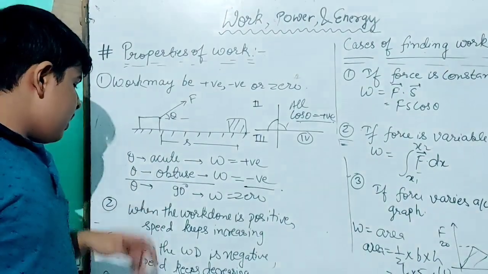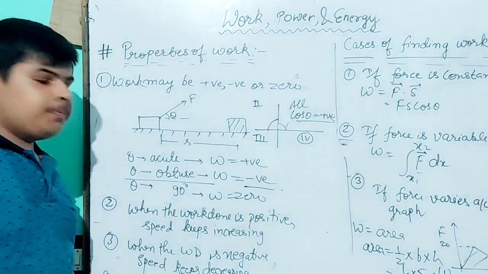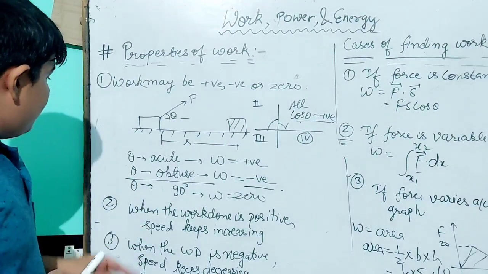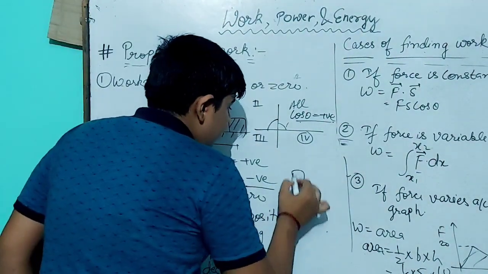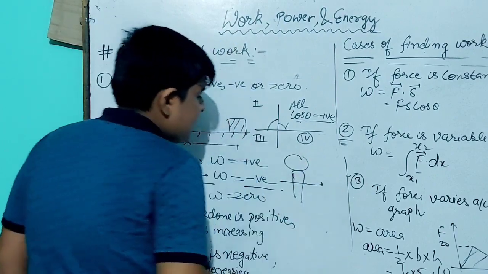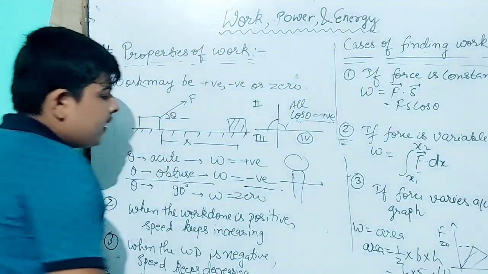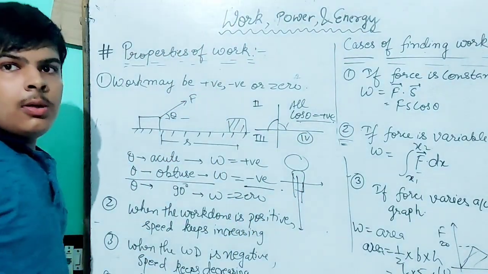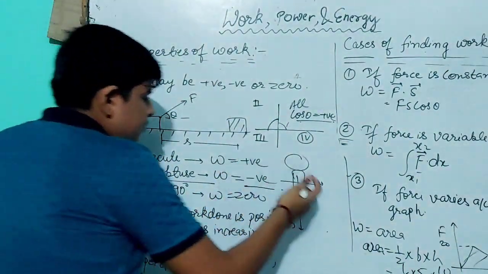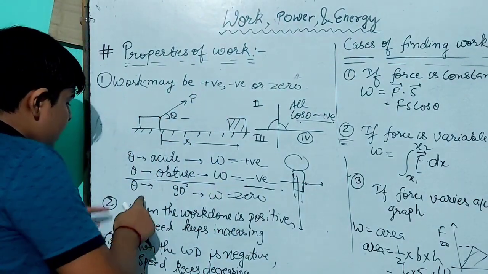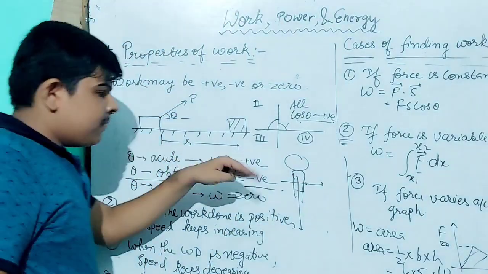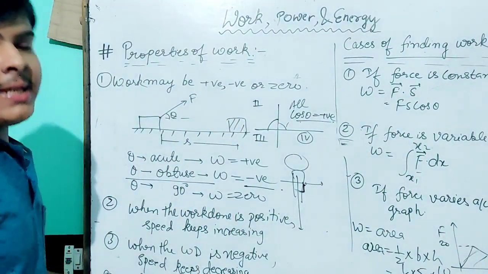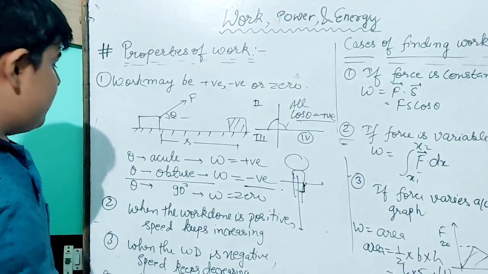As an example, when a coolie carries a load and walks forward, his displacement is forward, so we say that the work done by the gravitational force is 0. It is clear that theta is 90 degree between the displacement and the gravitational force. Therefore the work done by the gravitational force on the man is 0.